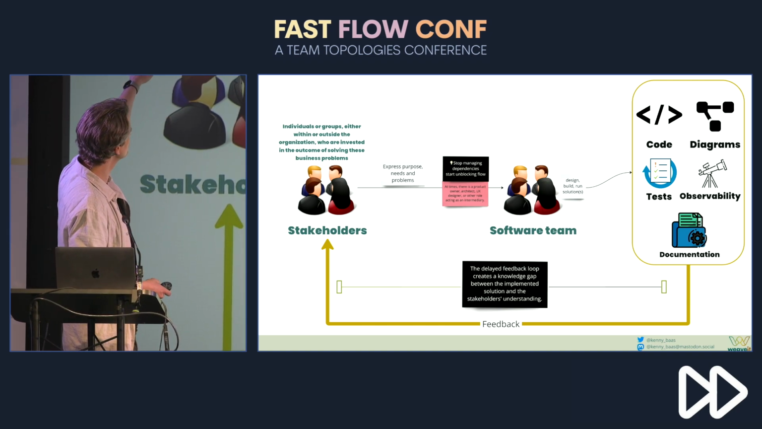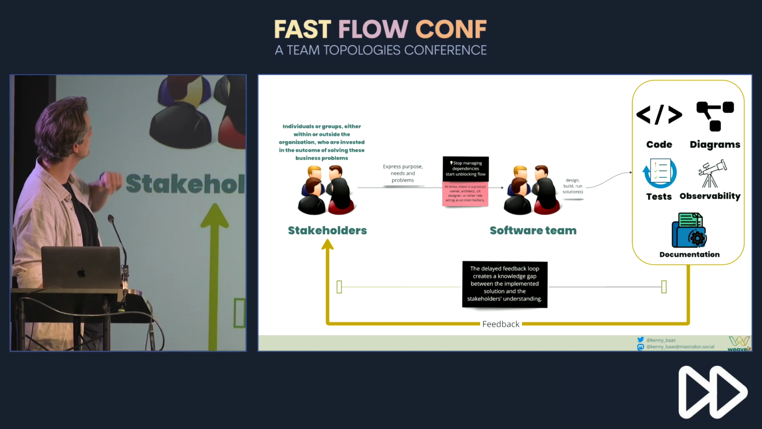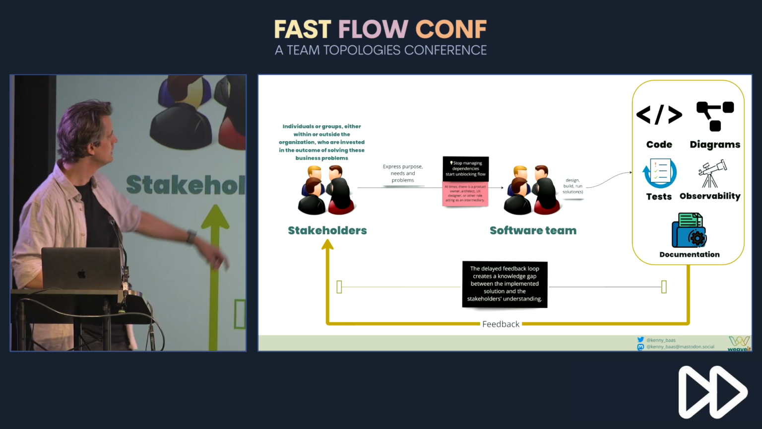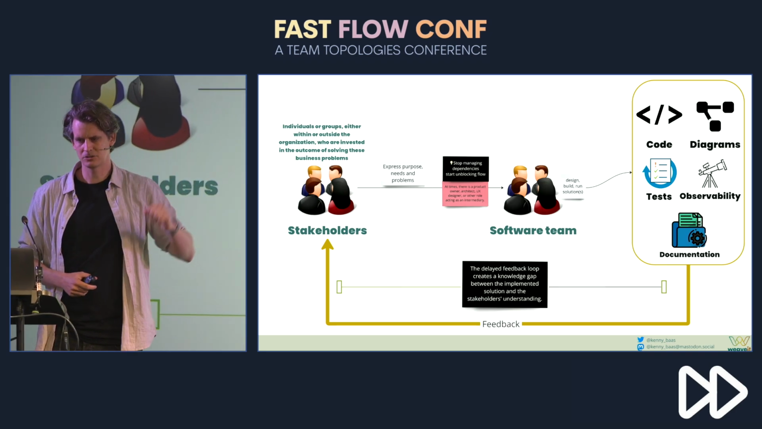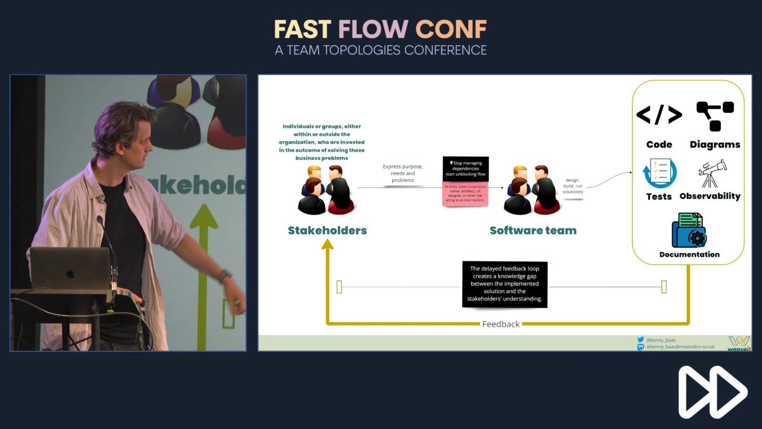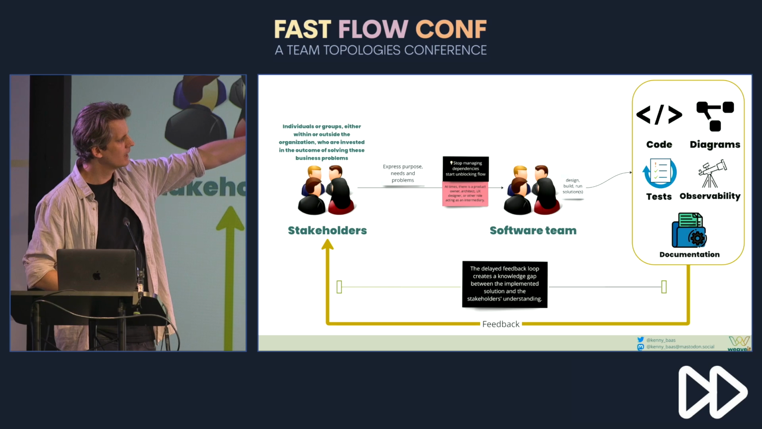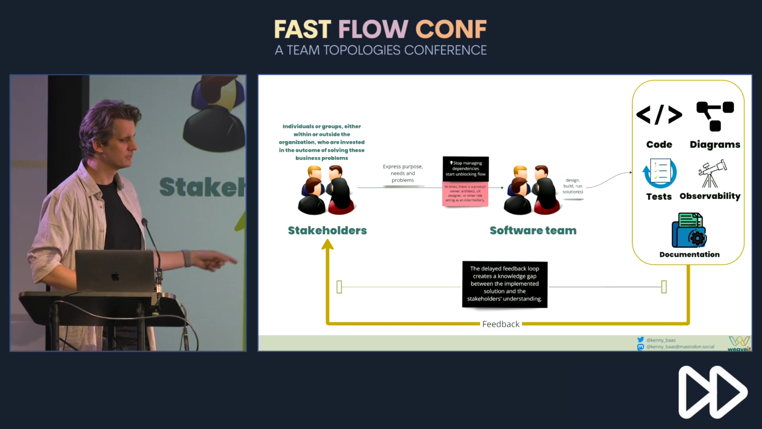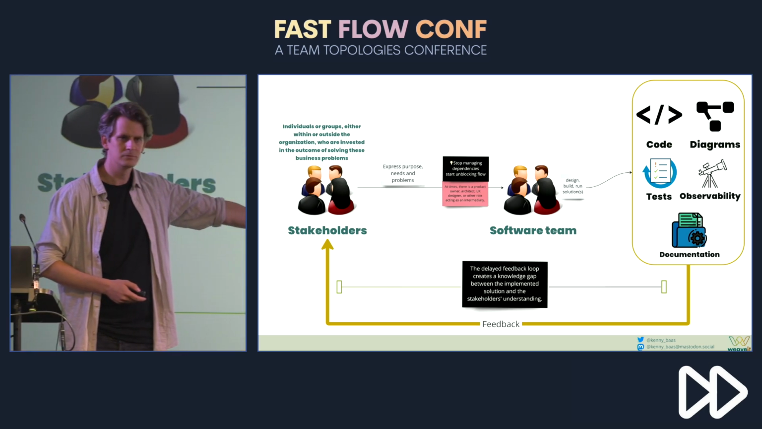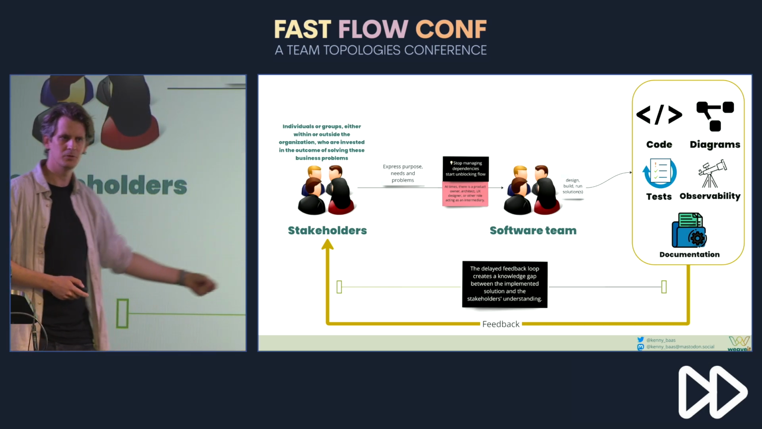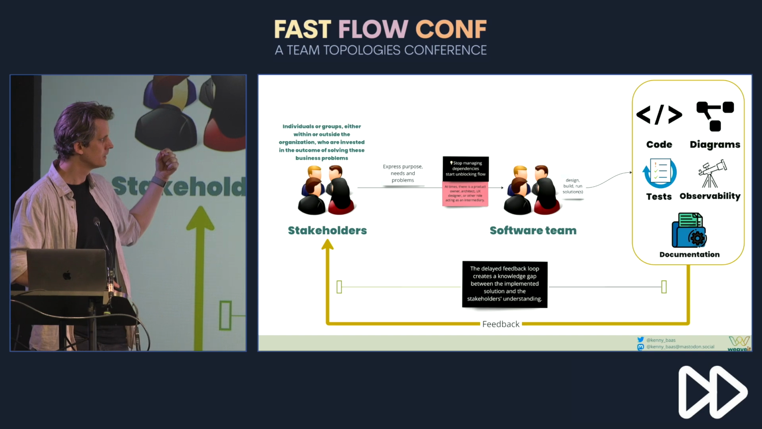So we have individuals or groups, either within or outside the organization, who are invested in the outcome. They express their purpose, needs, and problem, and a team then starts building solutions for it. They design, build, and run, and that creates a feedback loop. The problem here is that there's a delayed feedback loop, right? Between the building and the knowledge gained here.